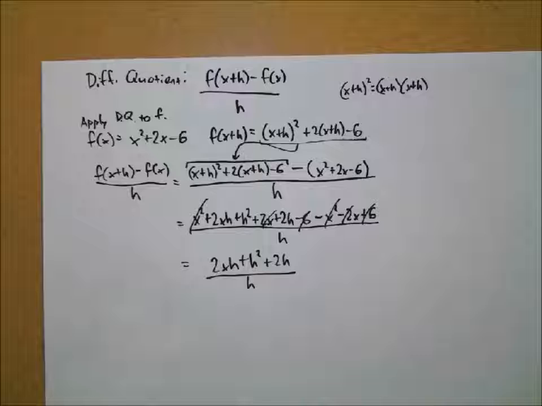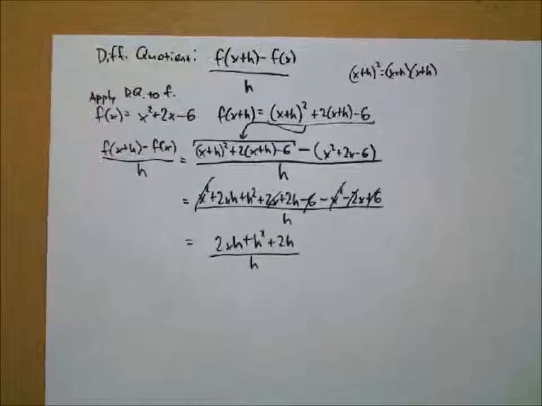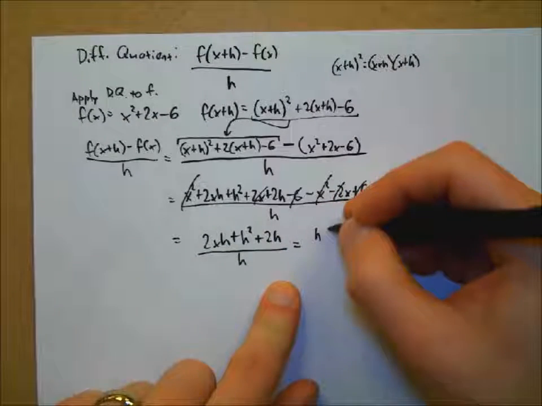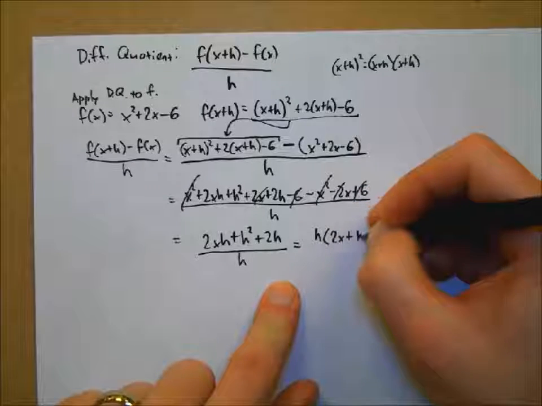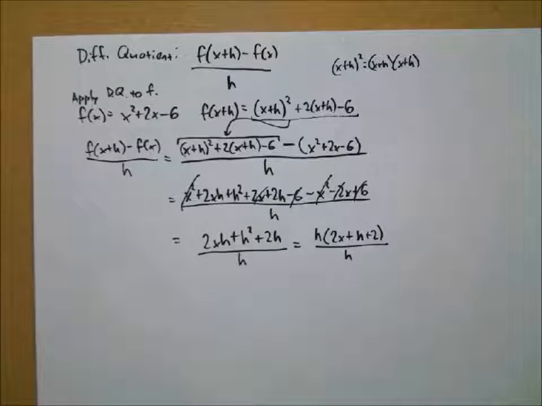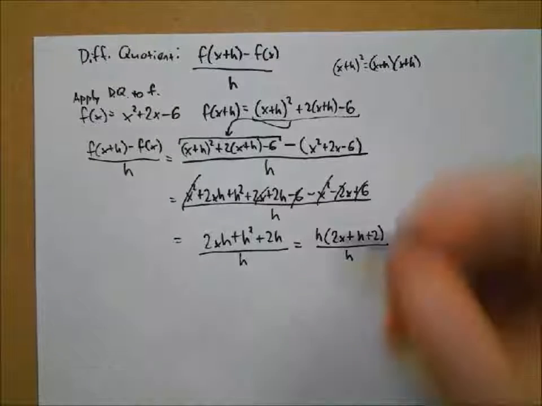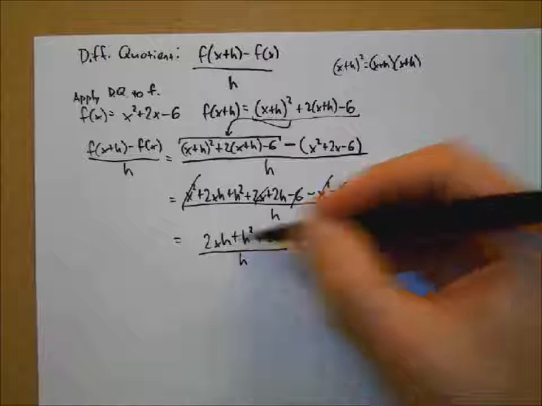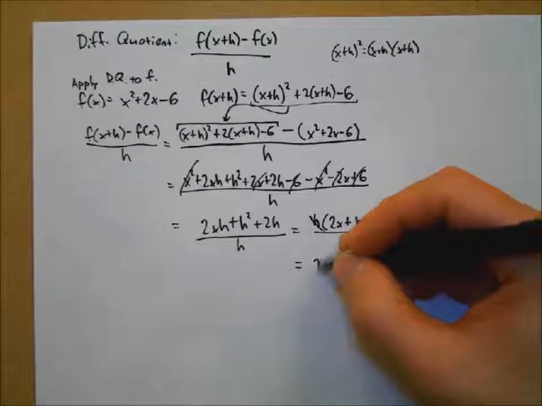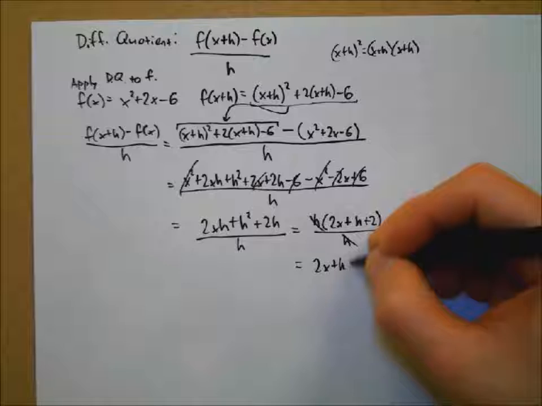Can we simplify this any further? What can we do? Yeah, Andrea? You can take an h out of all of them, like all terms. In the numerator, we have a GCF of h, so we can factor an h out. We're left with 2x plus h plus 2, all over h. I factored an h out, like Andrea said, GCF. And then the h's can cancel, and we're left with 2x plus h plus 2.